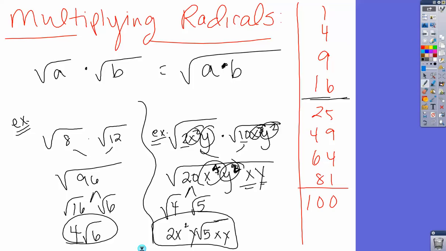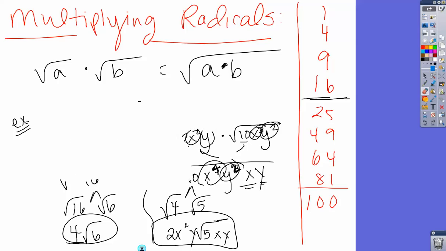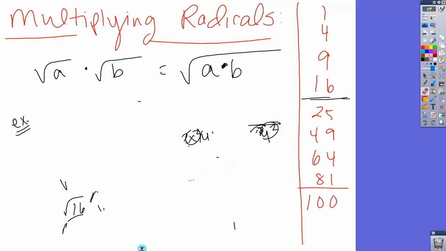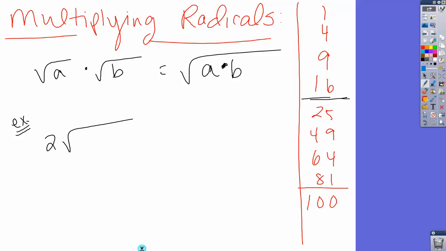If I erase this, I don't have to rewrite my perfect squares. Let's look at another one. What if I had numbers on the outsides of my radical like I did at the beginning of this video? What if I had 2 times the square root of 8x squared y cubed times 3 times the square root of 4xy? Well, I multiply like numbers with like numbers. So 2 and 3 are both free. They're both outside, so they get multiplied together.